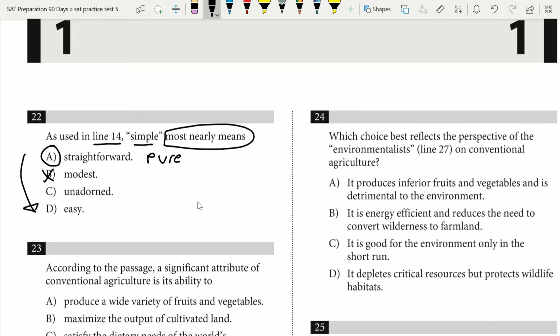We're not talking about a modest land to food basis, we're talking about a straightforward, a simple, or a pure land to food basis. We wouldn't say unadorned and we wouldn't say easy either. We want something that is a pure land to food basis, nothing else but that. So straightforward or pure. Obviously you want to come up with straightforward, and if you got it right away, that's perfect. If you came up with pure, then you would be looking for a word that means the same as pure, which in this case straightforward does as well.